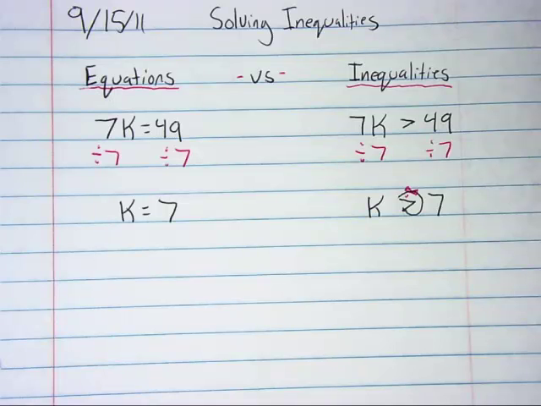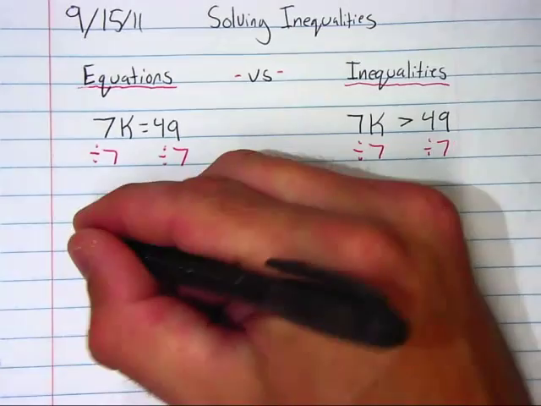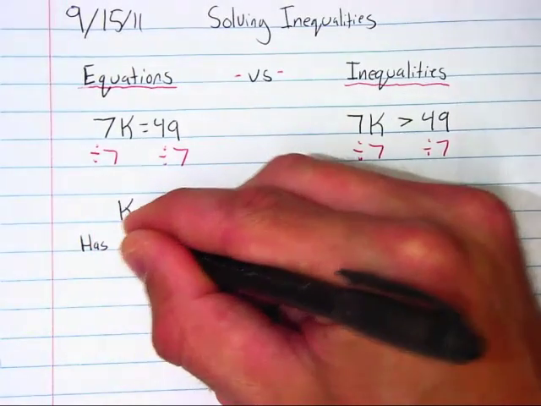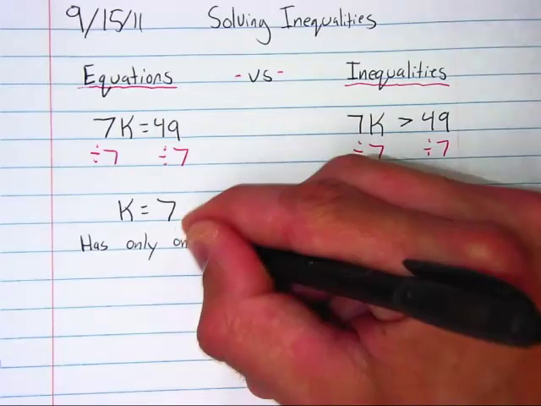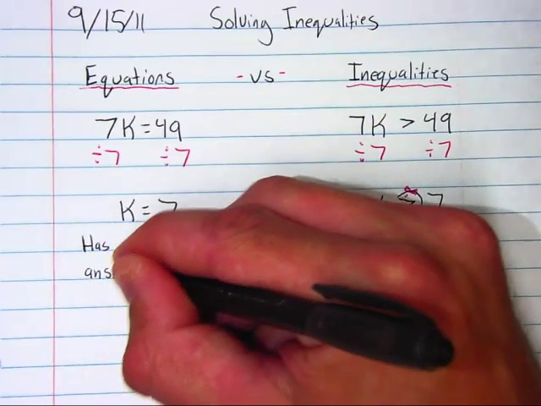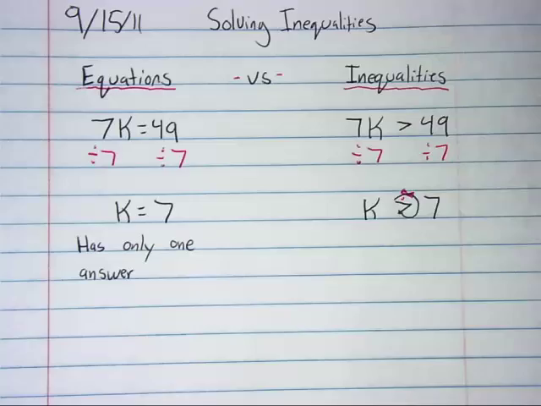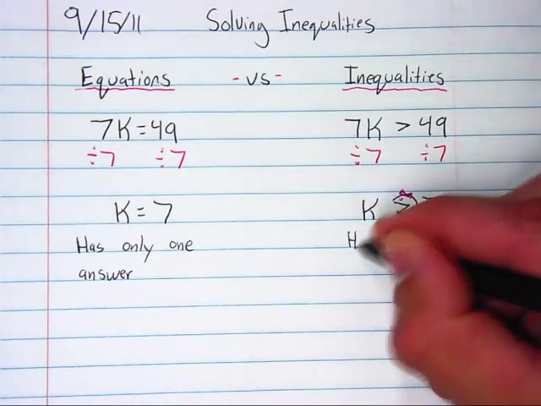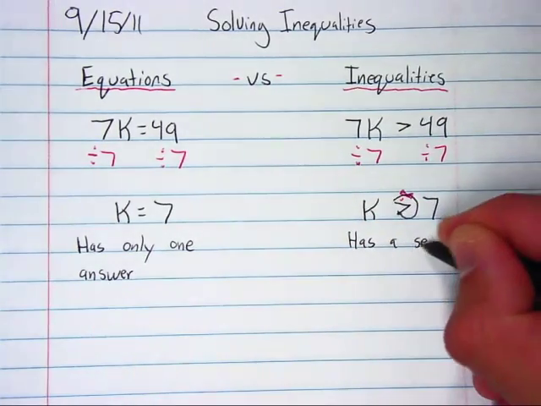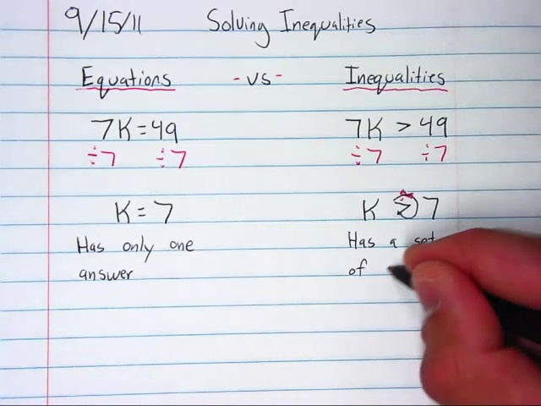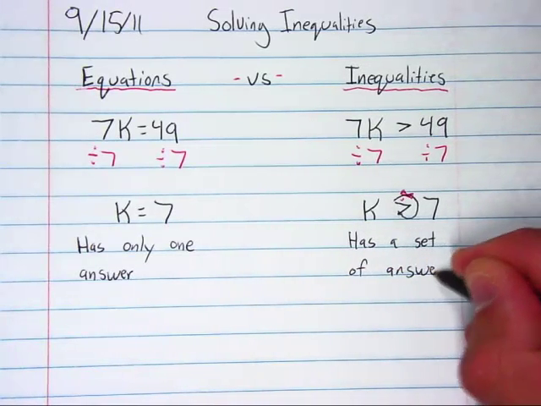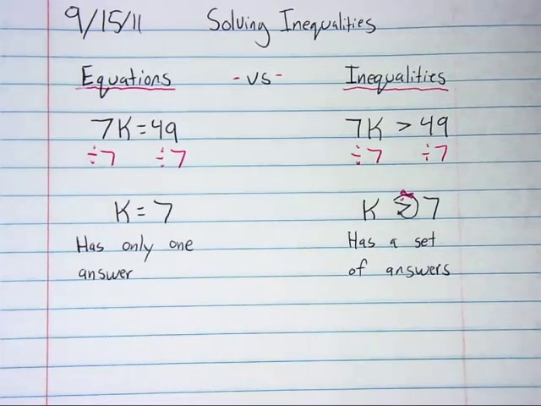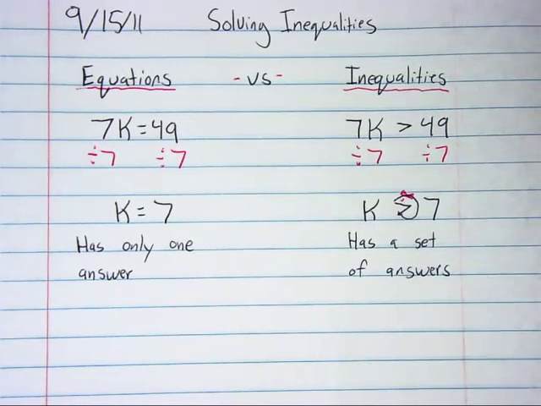Pac-Man. So if Pac-Man has to eat what's bigger, it would have to eat the K, so K has to be bigger. It has to be an 8 or a 9 or a 10 or a million or a 62. Any of those things would make it true. So this one has only one answer to make it true, whereas an inequality has a set of answers. Any questions so far?